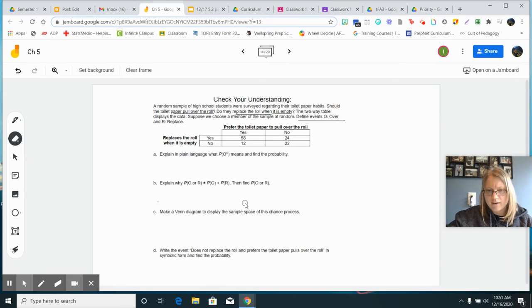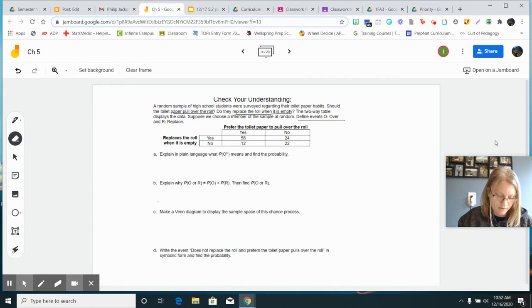Okay, let's go ahead and look at this question and start answering it together. So what we want to look at is we have two events. We are looking at high schoolers and if they pull the paper over the roll for toilet paper. So basically when you pull the roll, the toilet paper comes over the top instead of the backside. And then if they replace the toilet paper roll after it's empty.